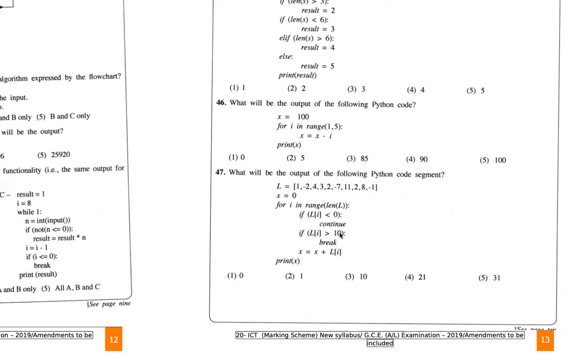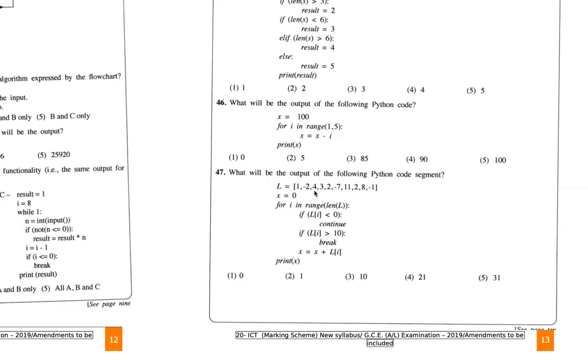If it is greater than 10, break. So here, it will break when it is 11. Otherwise, x equals x plus L[i]. x is 0. 0 plus 1 is 1. That plus 4, positive numbers only, because the minus numbers are skipped by continue.